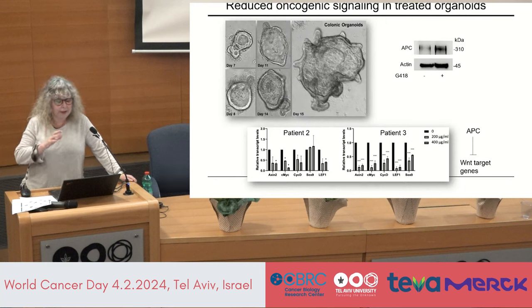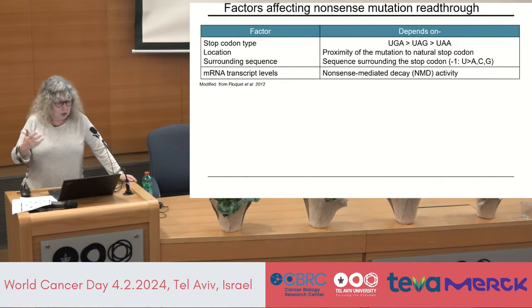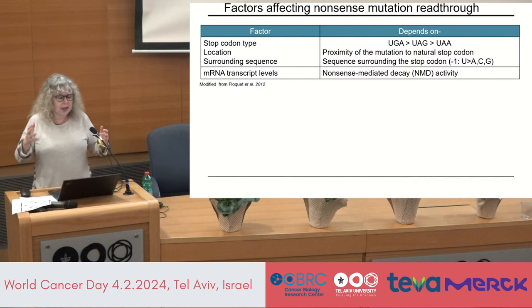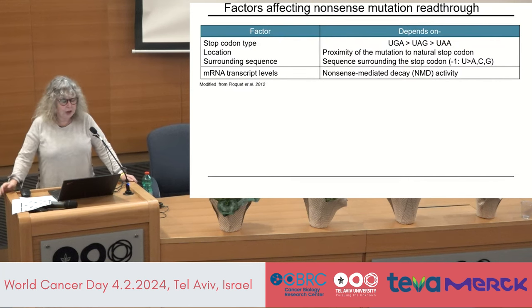So we see here we have different patients receiving the same treatment and showing, of course, completely different results, even on the levels of the Wnt signaling pathway. So we will try to work on it further. And of course, we know that many, many factors affect nonsense mutation read-through, such as the stop codon type. There are 3 different types of stop codon, the location of the stop codon, the surrounding sequence, and other parameters.